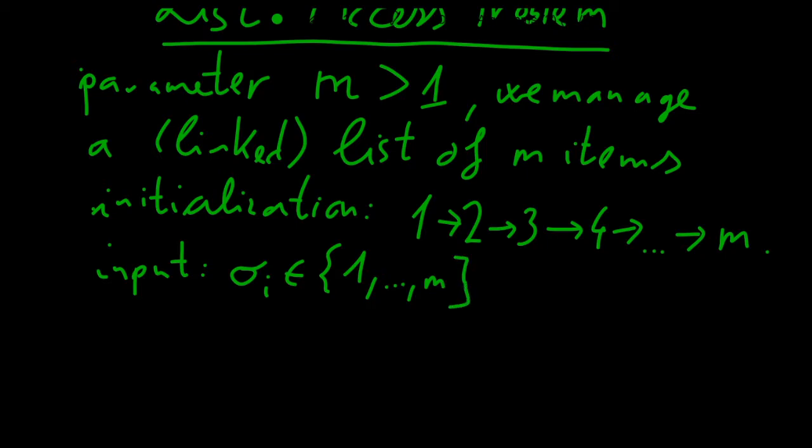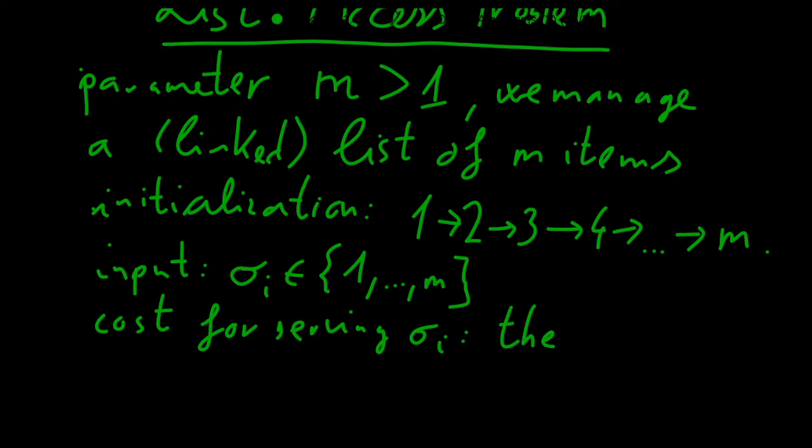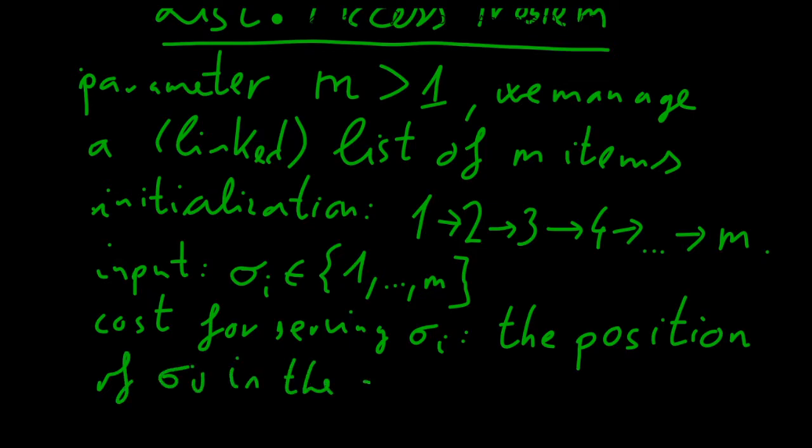Okay. Now the cost for serving the request is the position of the request in the list. So if the item happens to be the first element of the list, then we have to pay 1. If it's the last element of the list, then we pay m units of cost. So the position of sigma I in the current list.